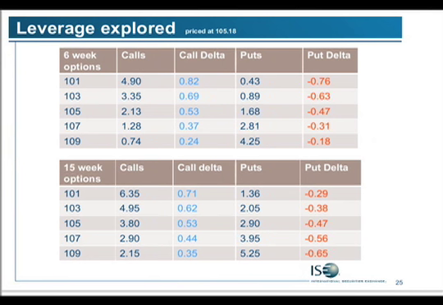Let's get to some numbers. Leverage explored. So let's look at if the currency value is 105.18. I looked at the U.S. dollar Canadian when I was drawing up these slides. It was trading at 105.18. I might look at 6-week options, 15-week options. Well, I can look at the 101 call, and they were priced at 490, the 103s, and you notice that this is going to be the case in any underlying you look at, that the lower strikes are going to be worth more.